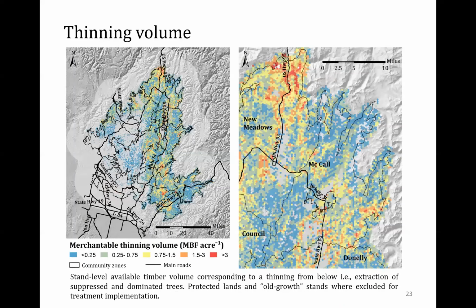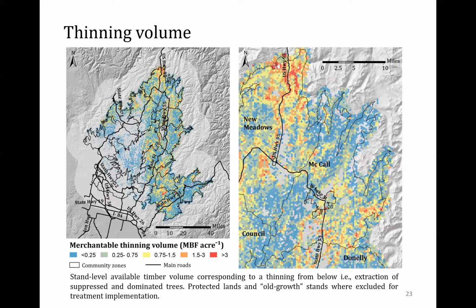We also had some thinning volume data. Here in this figure, you can see the merchantable thinning volume from thinning from below. We are not doing any clear cut. We are not cutting any protected areas, and we are respecting the old growth. So this is the thinning volume from a thinning from below.